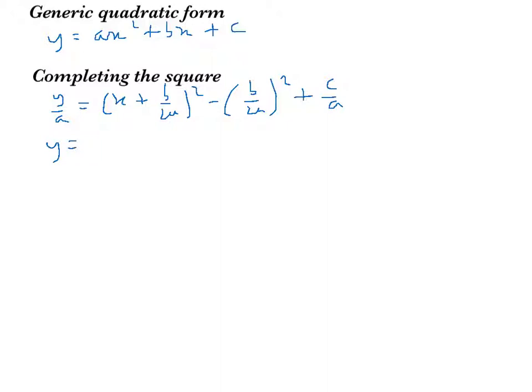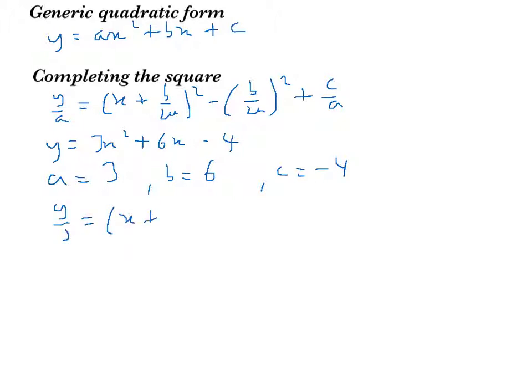So in this example we're looking at y equals 3x squared plus 6x minus 4. So again, a equals, b equals, c equals. A is the thing connected to x squared, so here it's 3. B is the thing connected to x, so here it is 6. C is the thing not connected to x or x squared, so c must be minus 4. We're then plugging it into the formula, so y over 3 equals x plus 6 over 2 times 3, all squared, minus 6 over 2 times 3, all squared, plus c, which is minus 4, over a, which is 3.